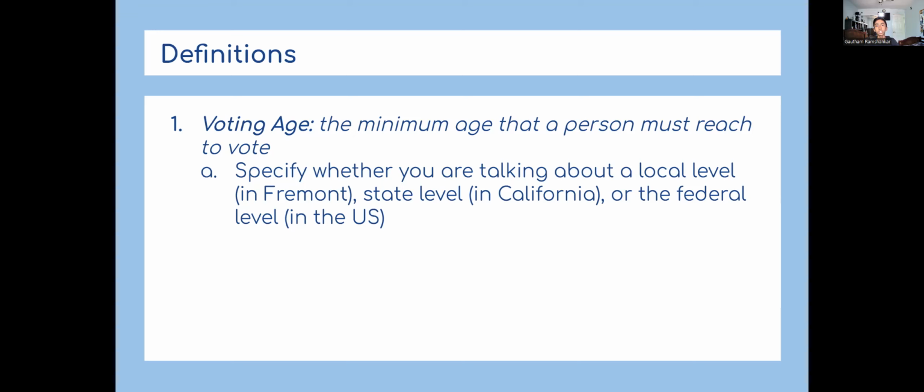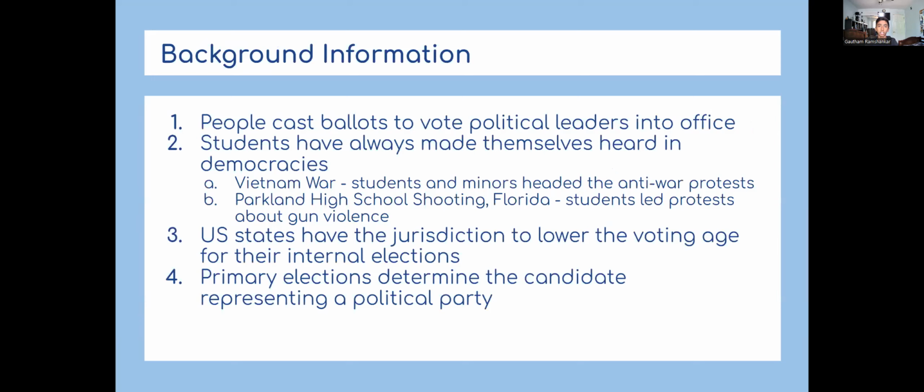And what the first proposition speaker should do is specify whether you're talking about a local election, for example, in a city like Fremont, or at the state level, for example, in a state like California, or at the federal level, for example, in a nation like the United States. The reason why you do this is because it keeps the debate on track and it keeps it specific, which is really important.